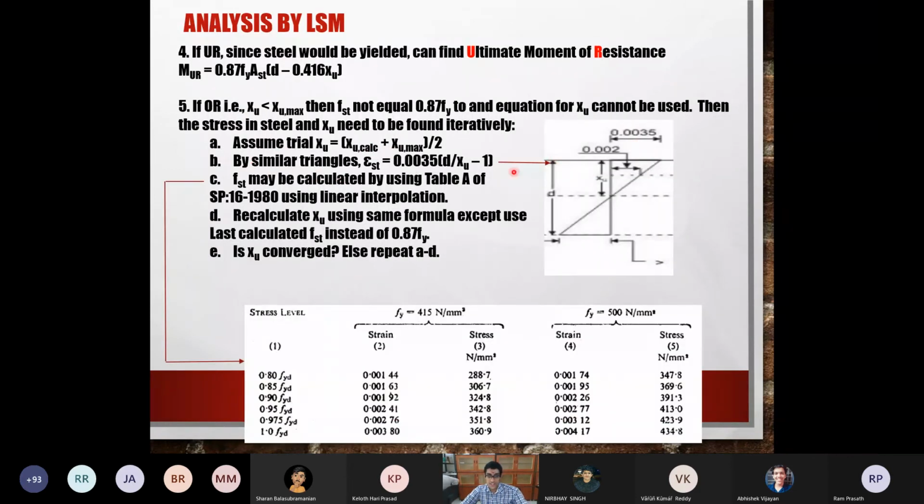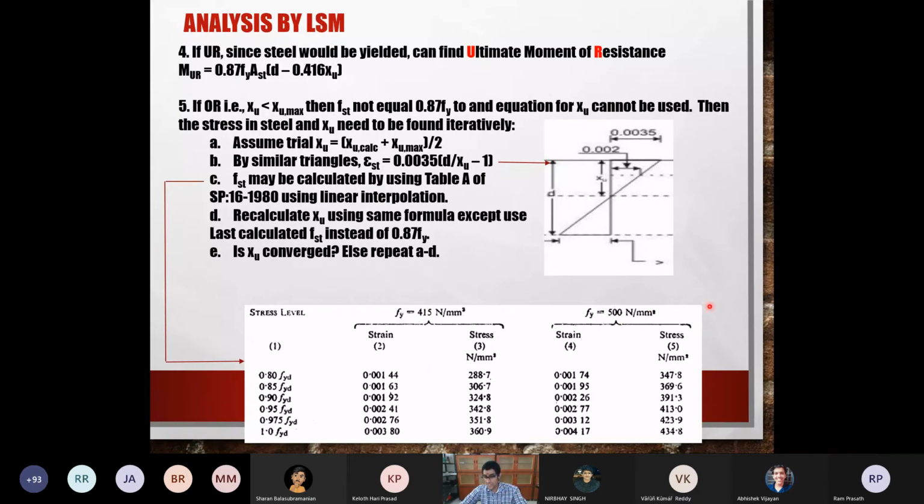Then you use similar triangles. This is 0.0035, and this is D, this is XU. Based on these similar triangles, you know that the strain in concrete is 0.0035, so you will find the strain in steel. Once you know the strain in steel, you have a relation between stress and strain in the steel. If it's mild steel, it is very easy, a straight line. If it is Fe 415 or Fe 500 grade, then it is parabolic.